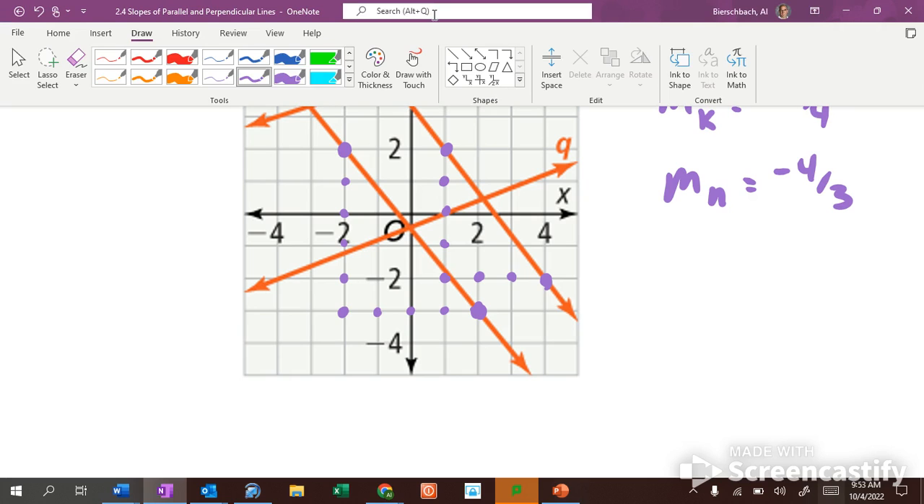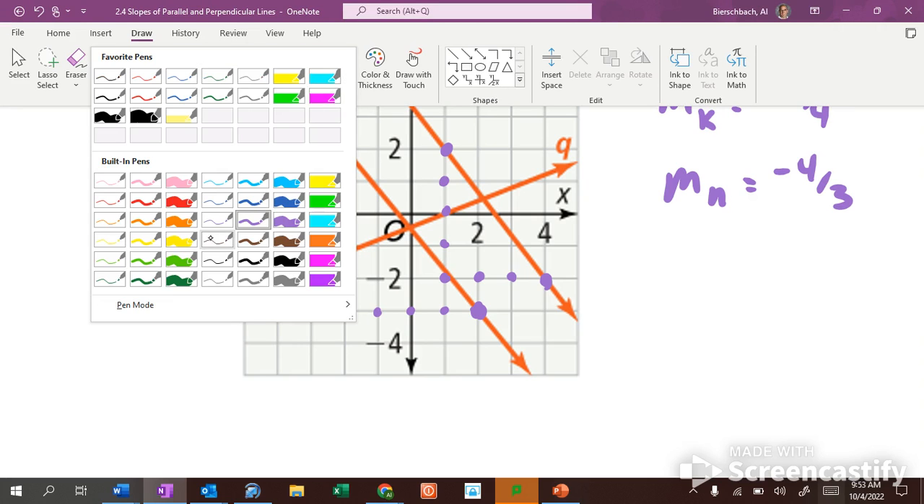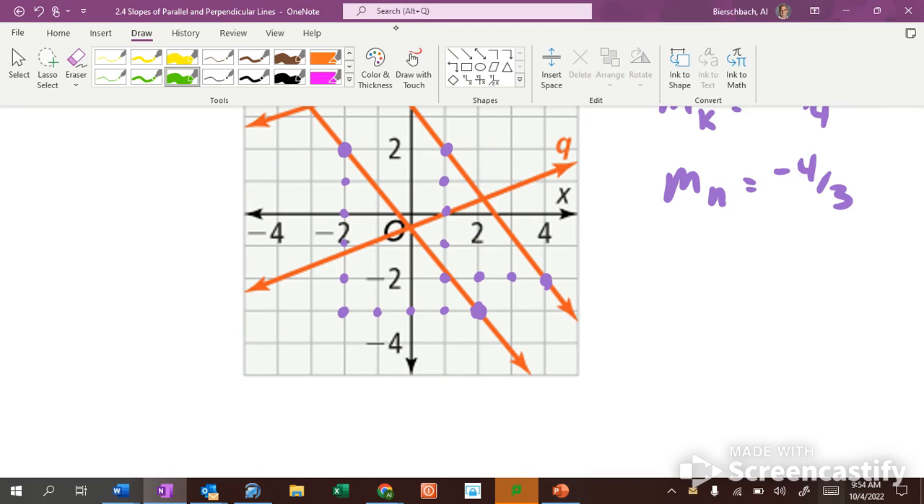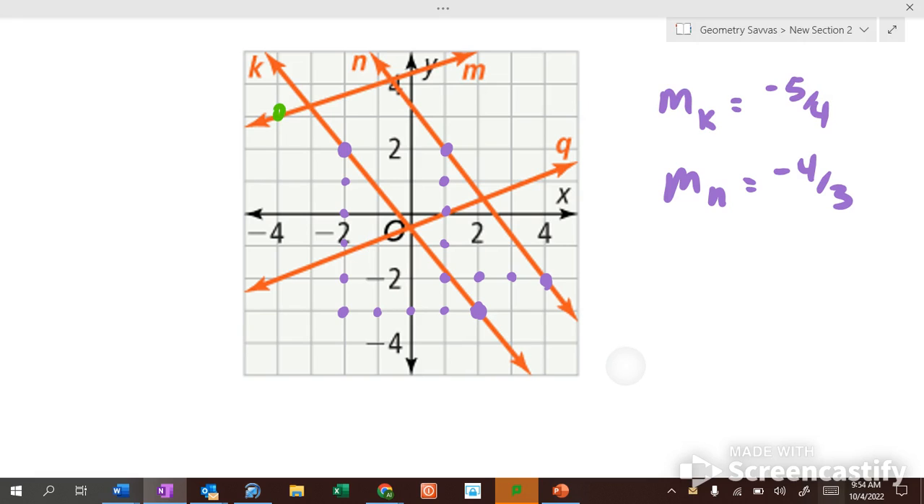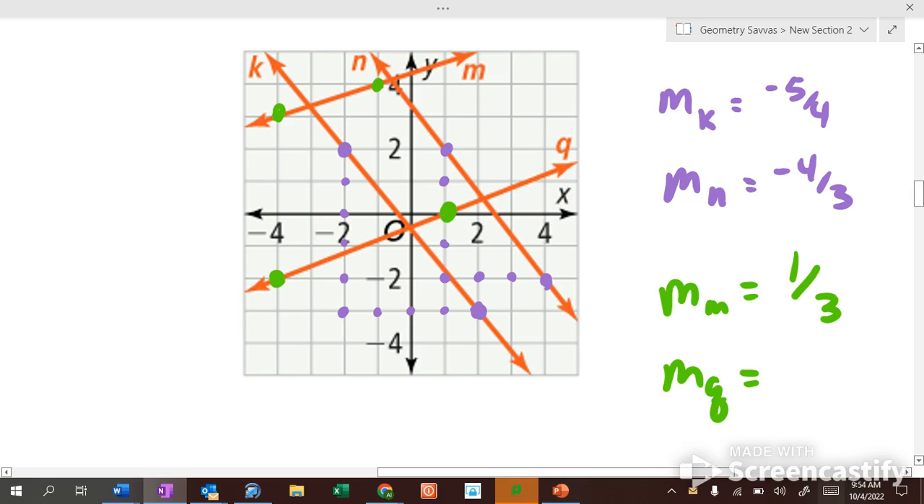What about M and Q? Let me change colors here. Let's go bright green. Oop, that's too fat. M goes through this point and this point. So what's the slope of M? I go up 1, and to the right 3. 1/3 is my slope. The slope of Q: I go up 2, to the right 5. Are they the same slope? No. So there are no parallel lines in that picture. None.